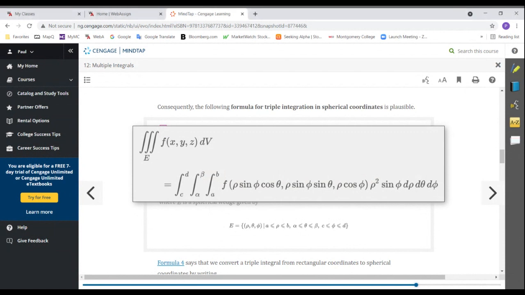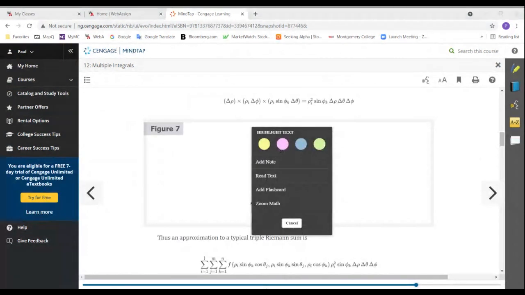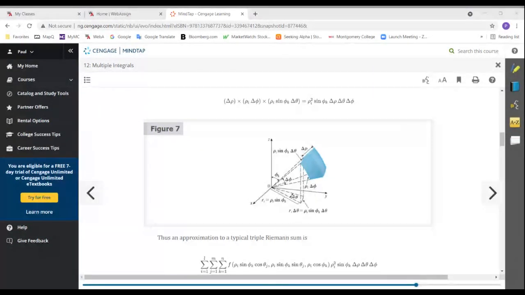Now, in terms of the figure, hold on, I don't know why that's up. Let me get that off. In terms of the figure, that volume element, if you look at the length, width, and height, the delta rho is pretty clear. That would give you length. Width would be equal to rho times delta phi.